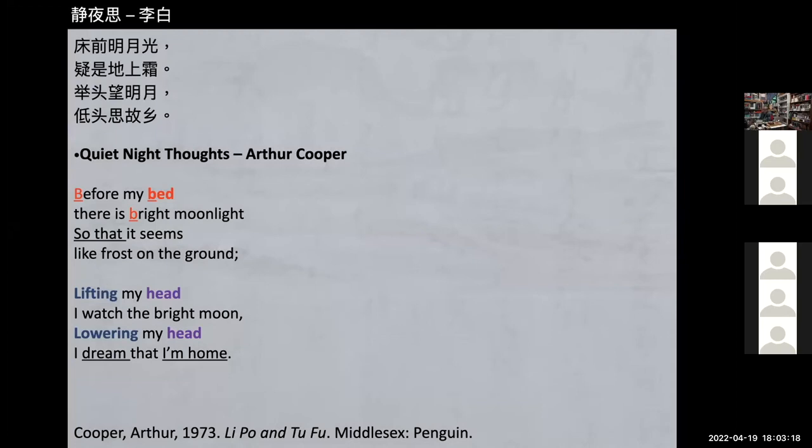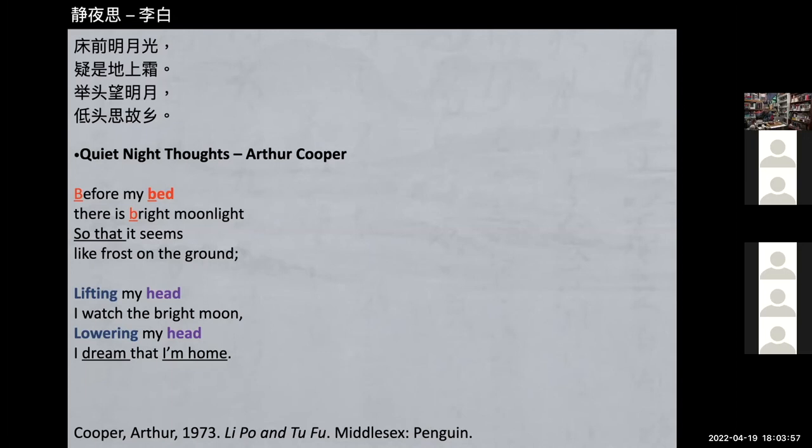But again, he tried to include some musicality, like before my bed, B, alliteration, right? And again, bright. Before my bed, there is bright moonlight, 3 B's. This is alliteration. So that it seems, this S sound, again alliteration, like frost on the ground. Lifting my head, I watch the bright moon. Lowering my head, I dream that I'm home.